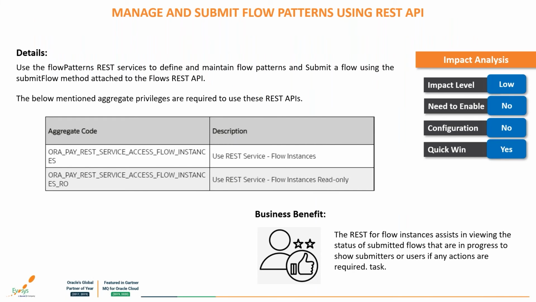The next feature we have, and the last feature we have, is manage and submit flow patterns using REST API. So in 22A, Oracle is providing APIs to run payroll flows through an external interface. And the below mentioned aggregate privileges are required to use these REST APIs. So the first one is Aura Pay REST Service Access Flow Instance, which is the major one. And the second one is just a read-only access privilege.